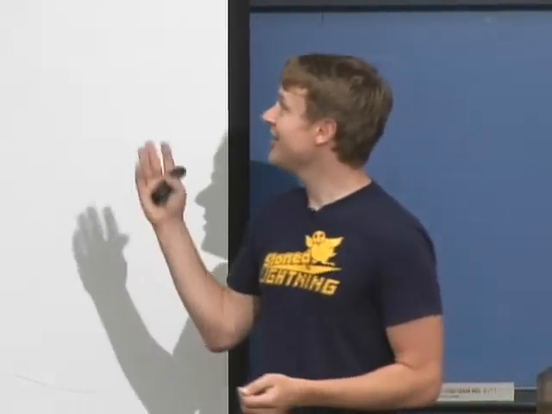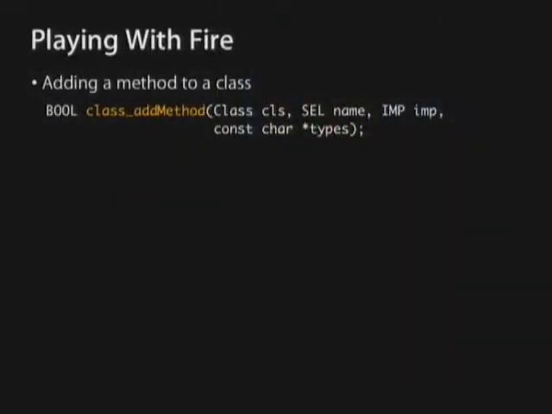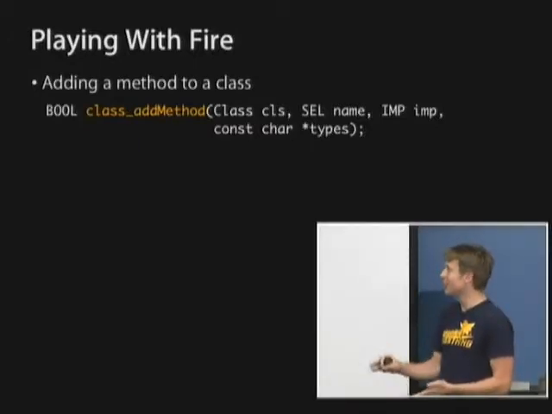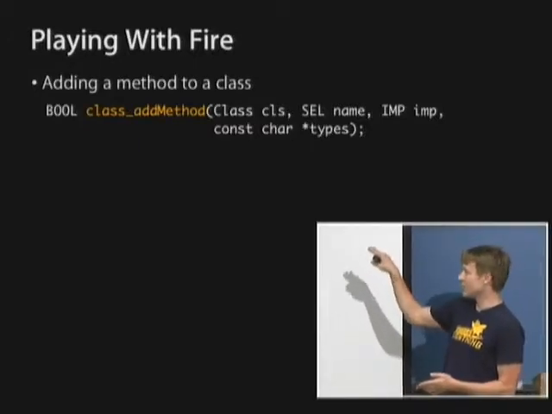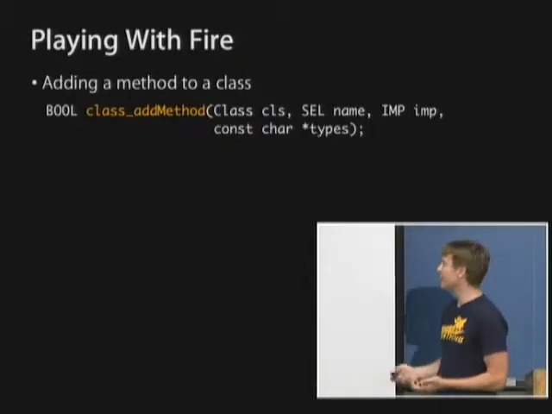So you're playing with fire a little bit. Speaking of which, playing with fire. You can add a new method to a class, and we did this earlier via the category syntax, which is very Objective-C. You just throw it in there. Under the hood, categories are actually calling class_addMethod to add a new method to a class.